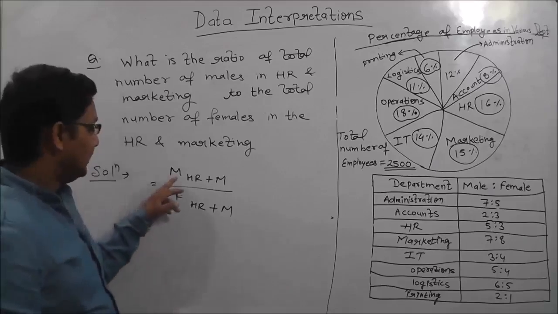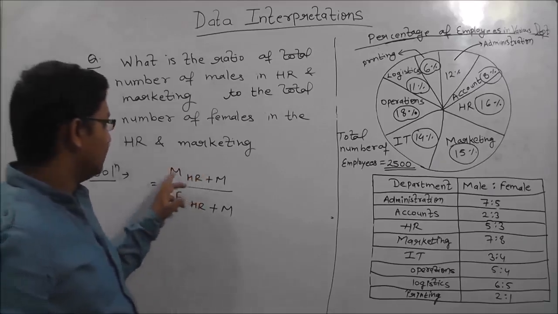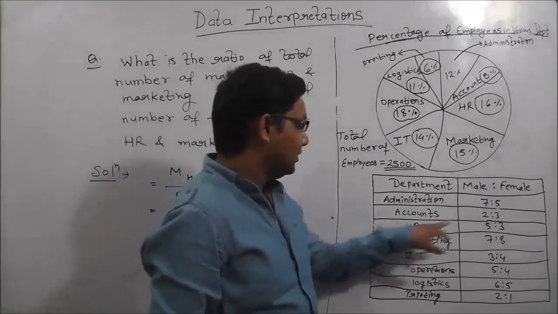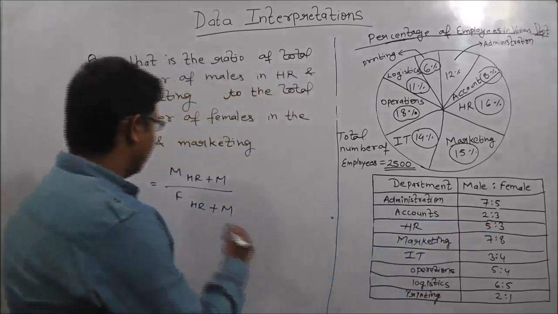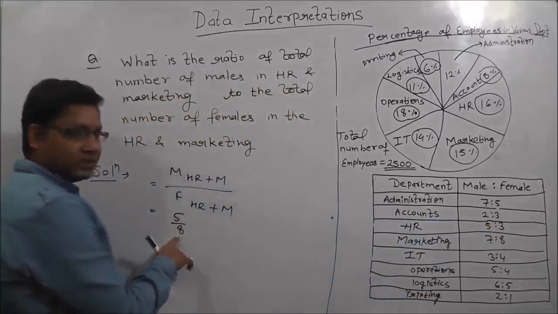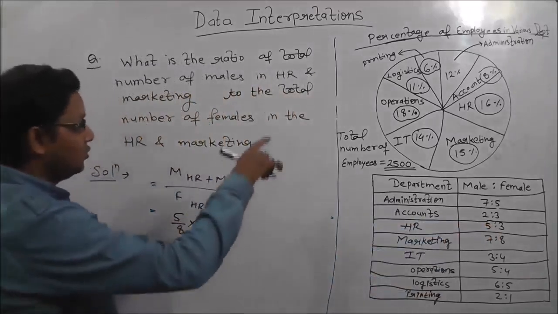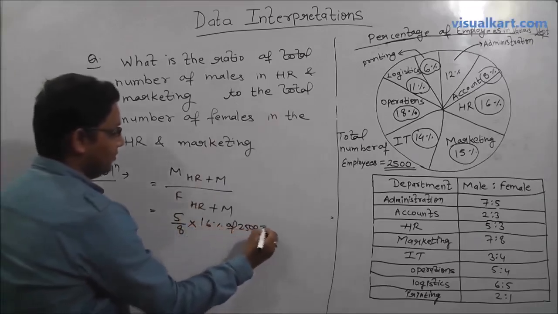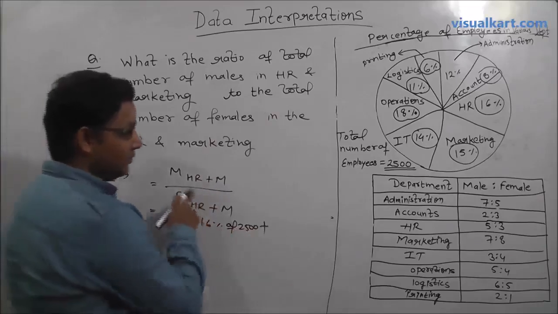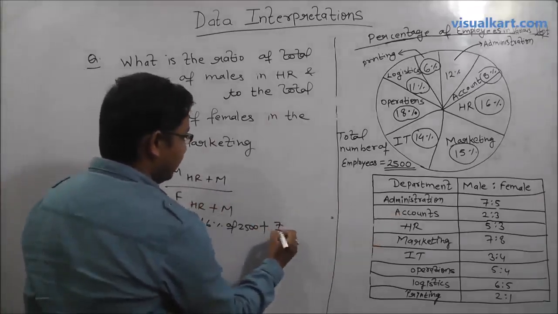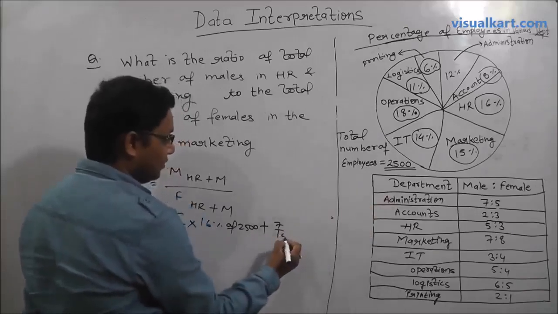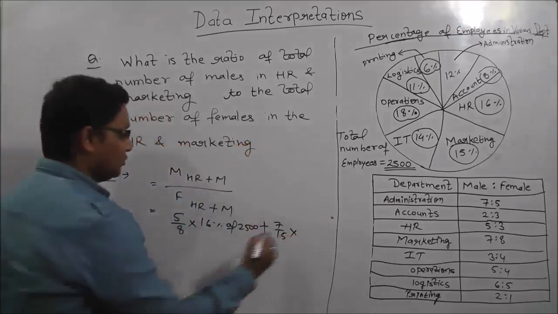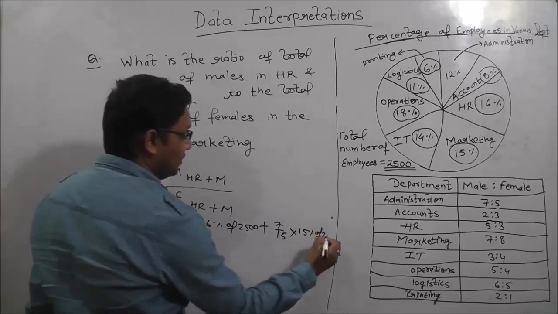Okay, so first write this thing. Now let's see what the males in HR plus marketing are. So first, let's take males in HR. In the HR department here you can see the ratio is 5:3. So we will get 5/5 plus 3, 8 into... in HR, how much percent? 16%. So 16% of 2500 plus... in marketing, males in marketing you can see 7/15, because 7:8 is the ratio. So 7/15 into... in marketing how much is the percentage? 15%. So 15% of 2500.